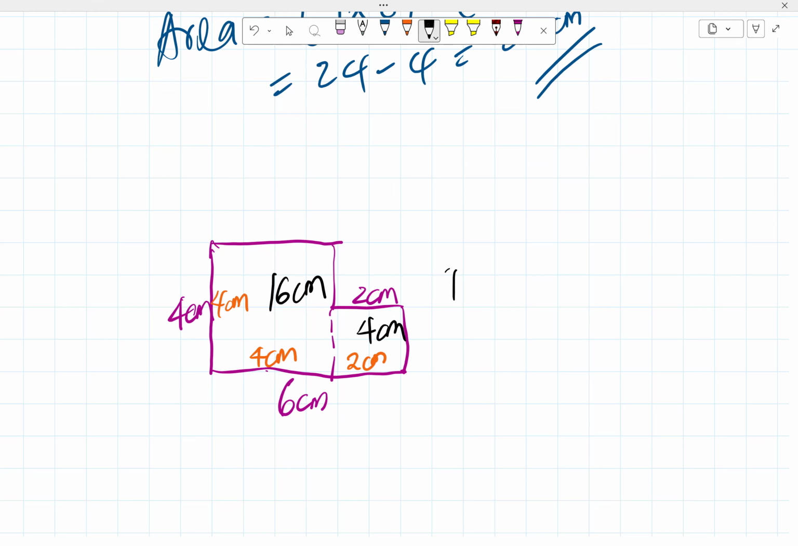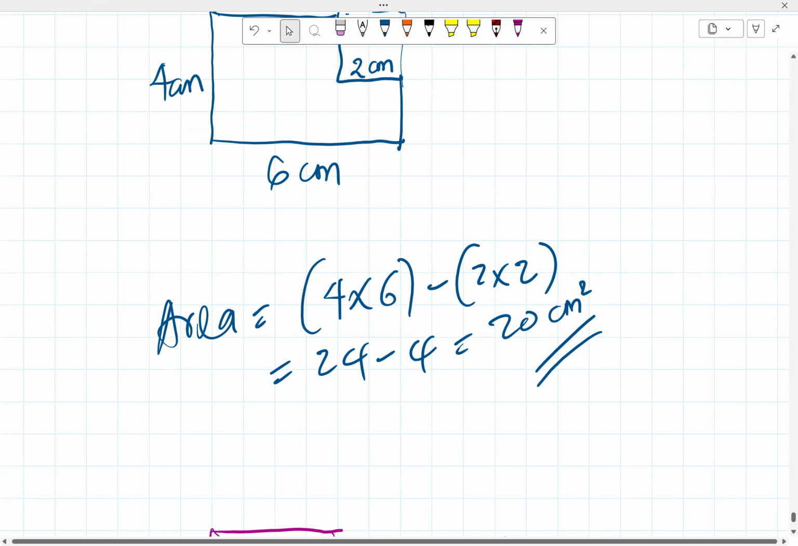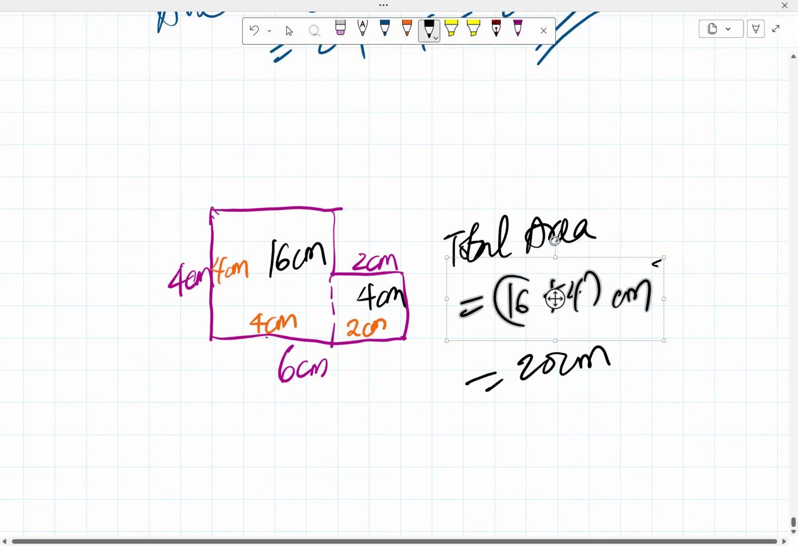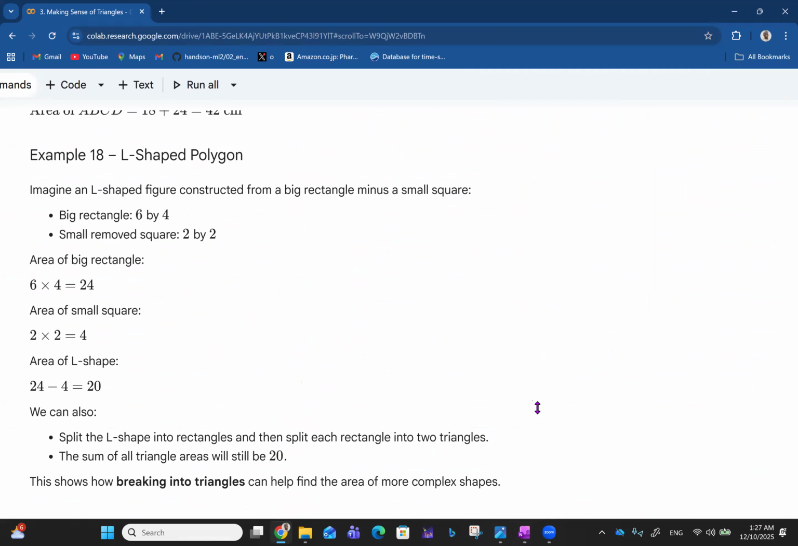So total area will just be, you have two squares now. So area of big square plus area of small square, that's 16 plus 4, which gives the same 20 cm squared like what we have up here. Yeah. So I mean you have that kind of thing. It's very possible to break things down like that.